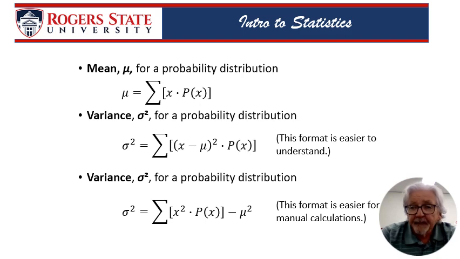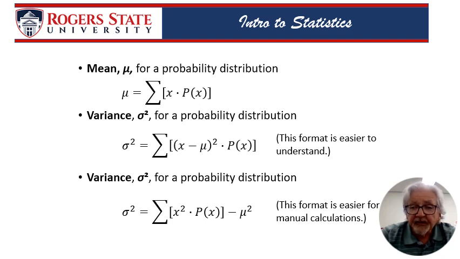So x might be, if you're talking about the number of dots that show up when you roll the dice, the number of dots on the dice that show up, 1 through 6, times the probability of happening, which by the way is 1 in 6.